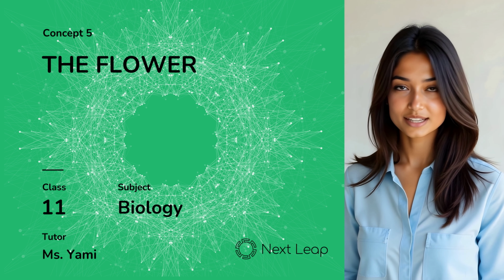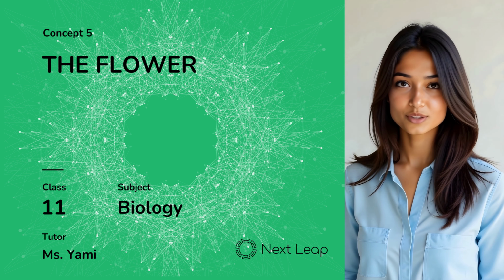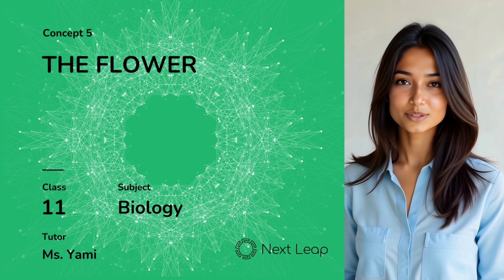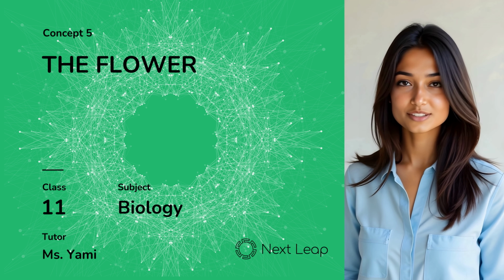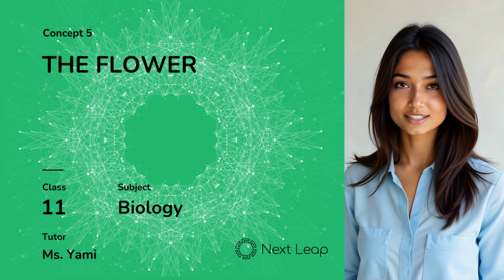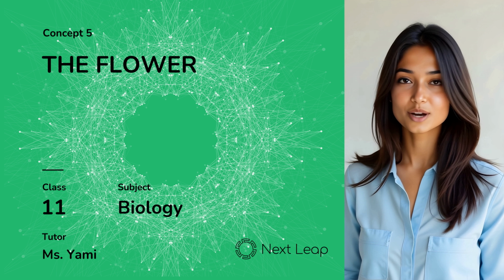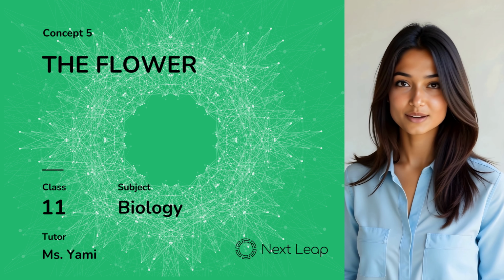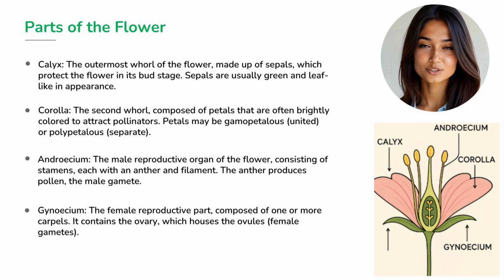Take a moment to think about the flowers in your garden or the ones you see while walking. Isn't it amazing how nature uses color, scent, and structure to attract pollinators? The flower's primary goal is reproduction, and it does this through pollination, the transfer of pollen from the male part, stamen, to the female part, pistil. Now that we know the flower is all about reproduction, let's explore its parts in more detail.